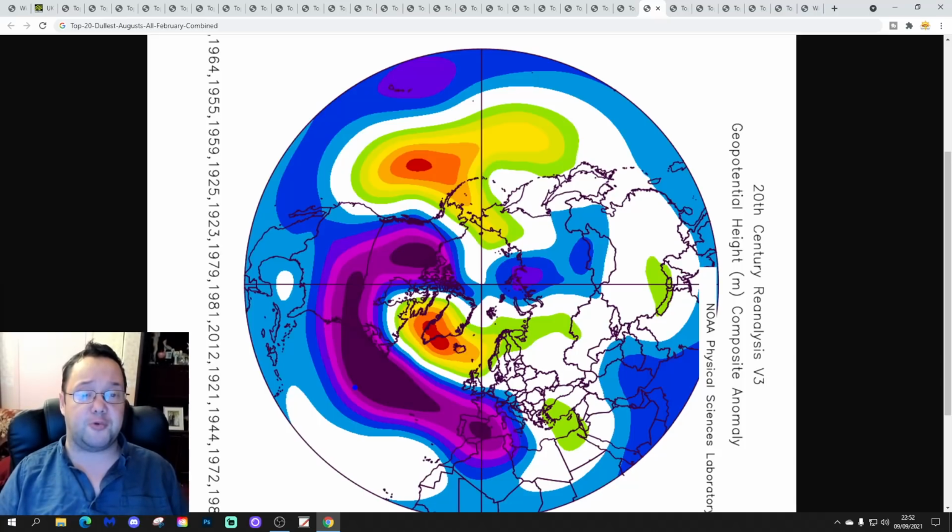February looks the best if you want a cold month. So this is how all Februaries combined are looking, following the top 20 dullest Augusts. And we really raise the heights around Greenland and Iceland.